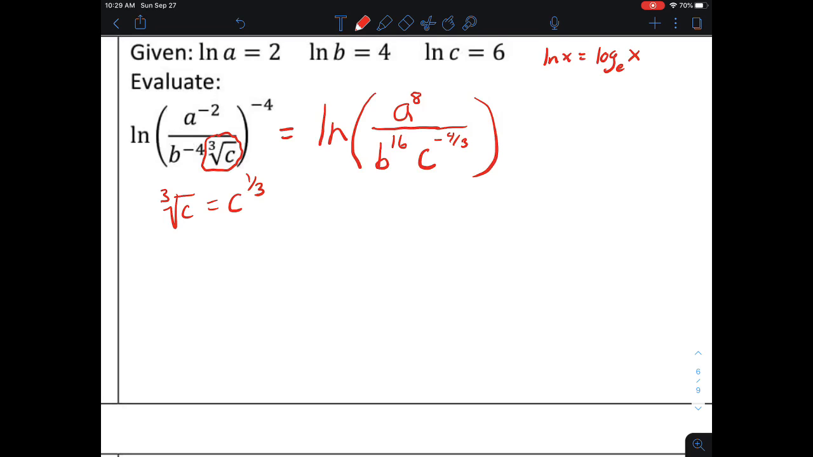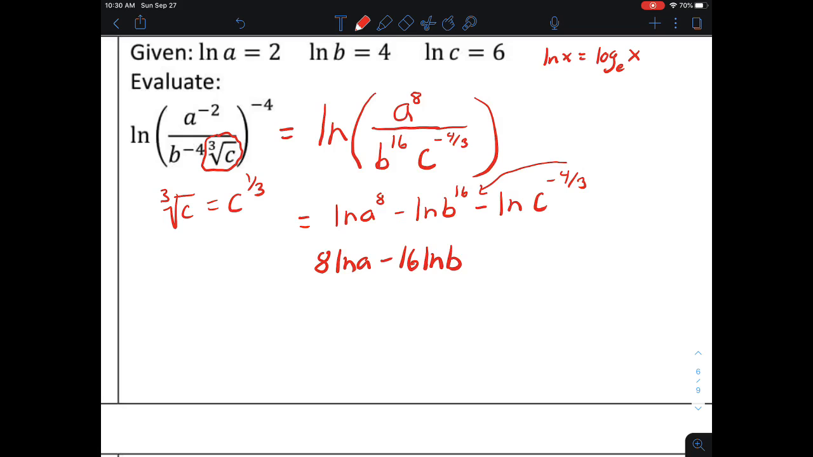Okay, now we can break this ln apart and say, all right, this is going to make the natural log of a to the 8th power minus the natural log of b to the 16th minus the natural log of c to the negative 4/3. Make all the exponents coefficients, so we have 8 times the natural log of a minus 16 times the natural log of b. And then, because I pull that negative exponent out front, it's going to make that a plus 4/3 times the natural log of c.